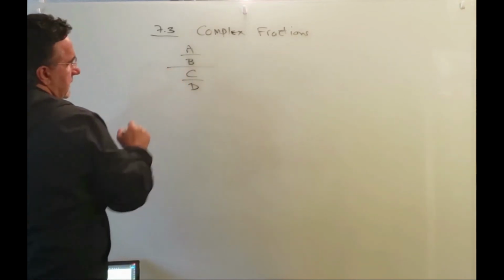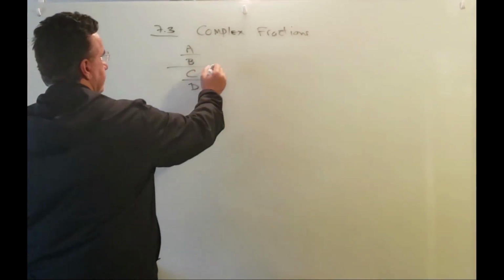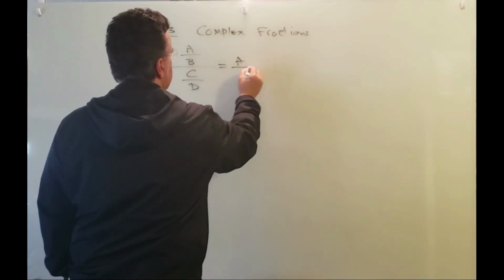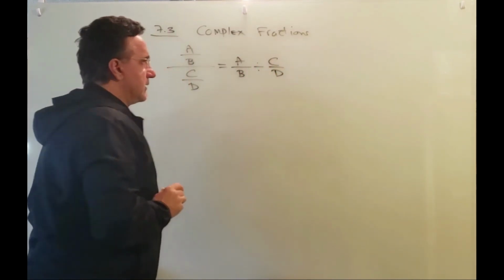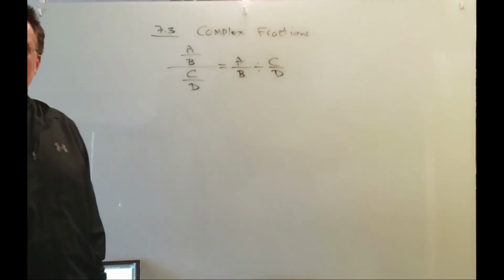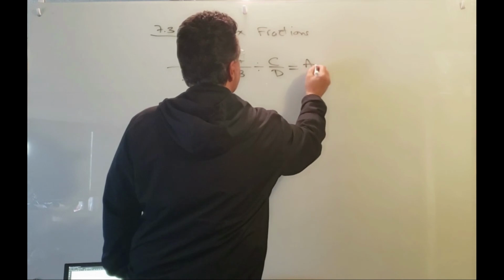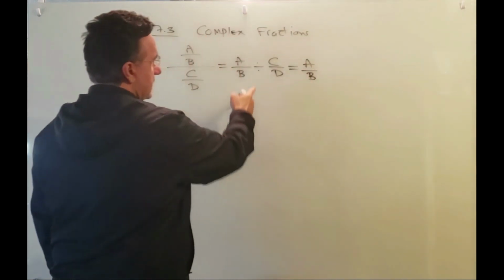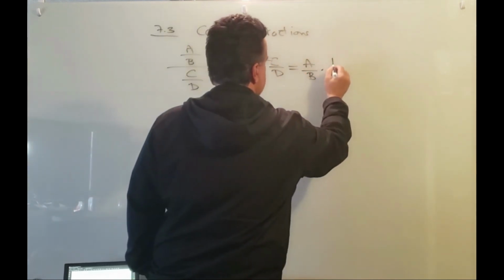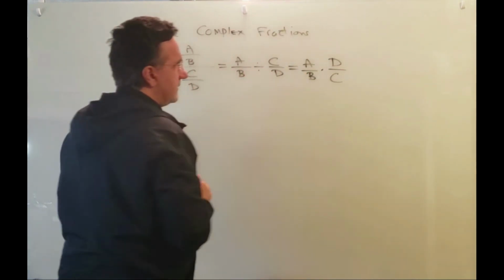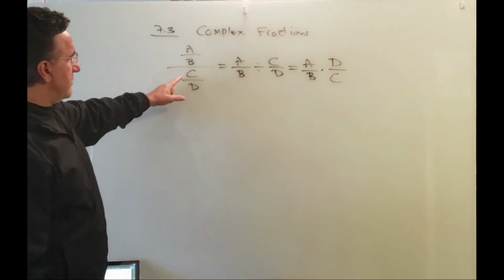So notice that when you look at a over b over c over d, you can write that as a division. By definition, that means a over b divided by c over d, which we know we need to turn into a multiplication before we proceed. So we keep the a over b as is, turn the division into multiplication, and flip the second fraction. So like so, right? If you notice, a times d over b times c.